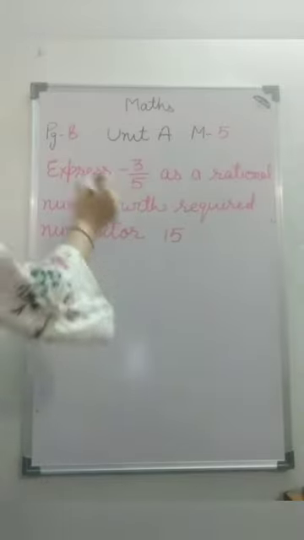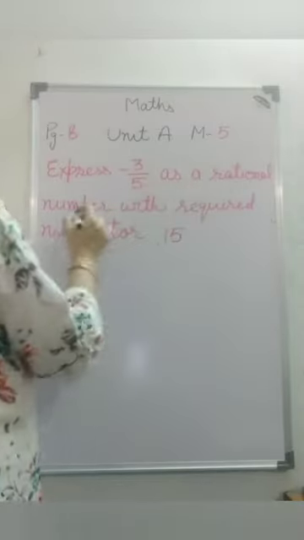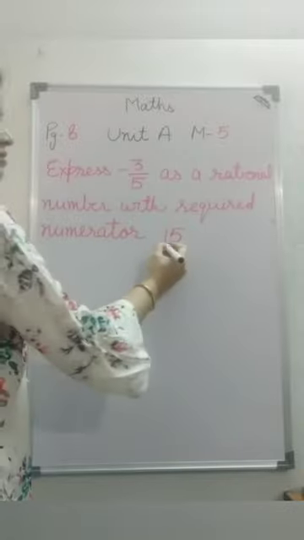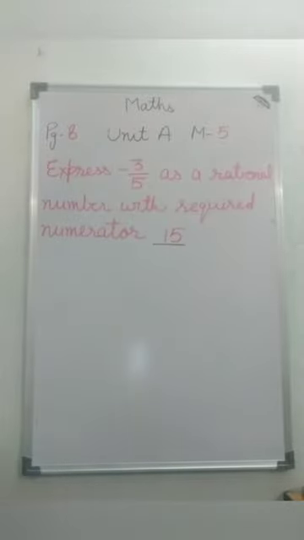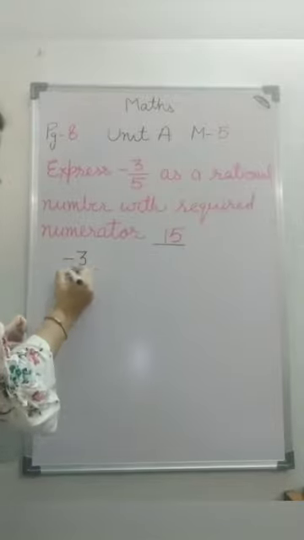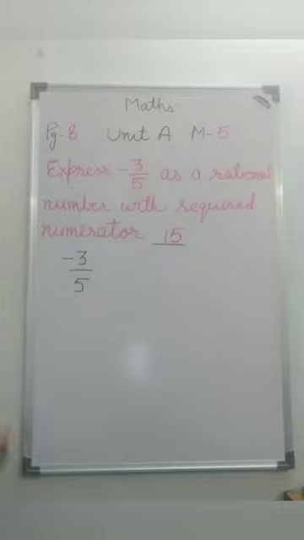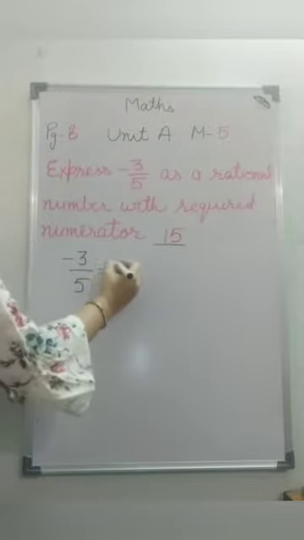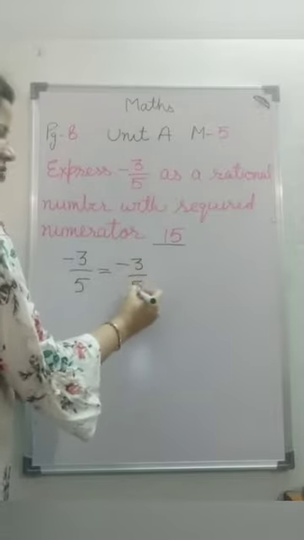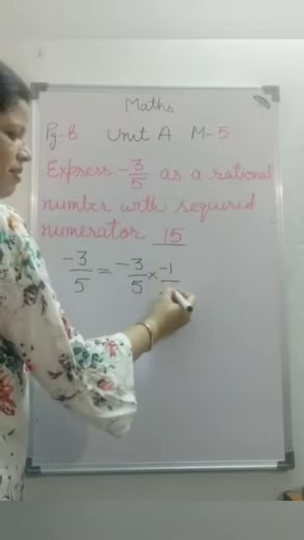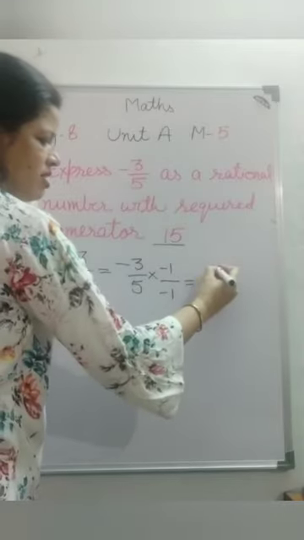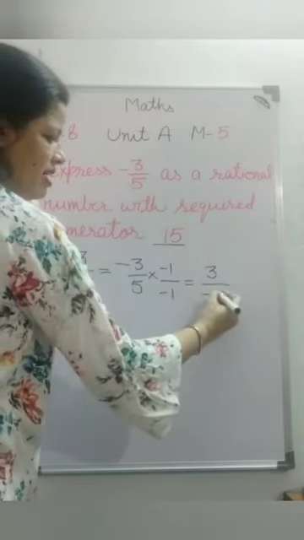The next question is: express minus 3 upon 5 as a rational number with required numerator 15. So we have to convert its numerator to 15. The question is minus 3 upon 5. First thing you check, whether the numerator is positive or negative. Just see here, this one is a negative numerator and we want to convert it to a positive numerator. So first we change its sign. Minus 3 upon 5 multiplied by minus 1 upon minus 1, then minus minus is plus, so this becomes 3 upon 5 into 1, minus 5.